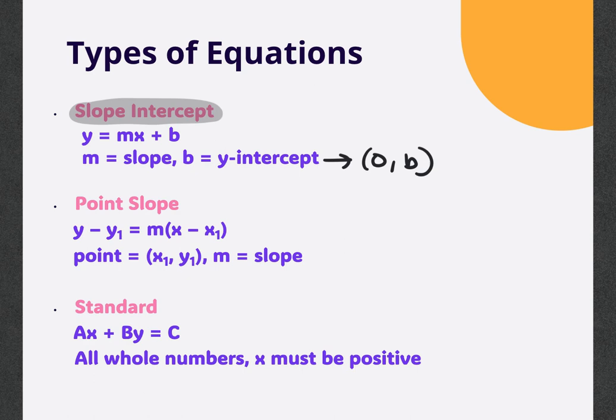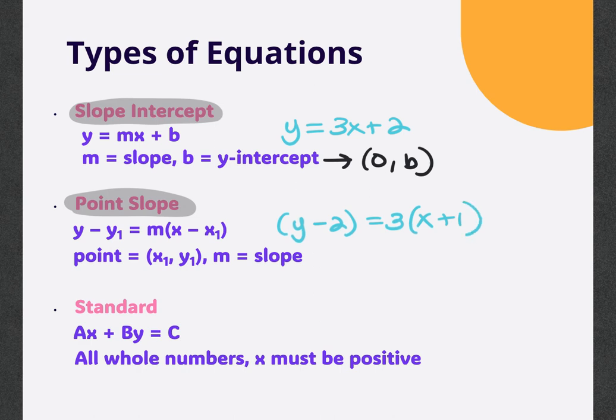The point-slope form is y minus y1 equals m times x minus x1. The point is your (x1, y1), and the m is your slope. So something in slope-intercept would be like y equals 3x plus 2. Something in point-slope would be y minus 2 equals 3 times x plus 1. That would be point-slope.